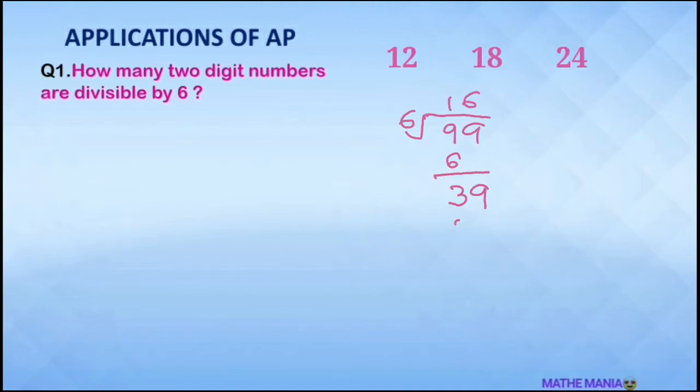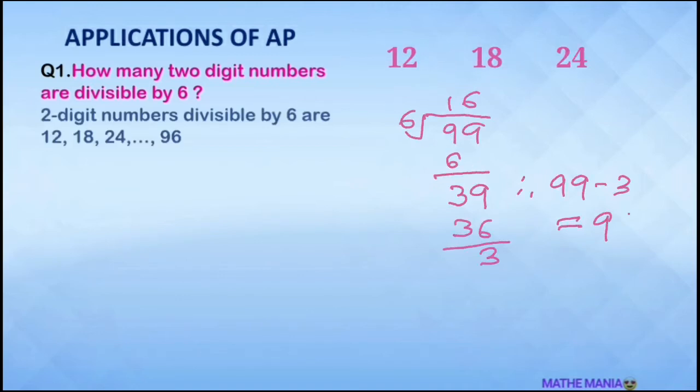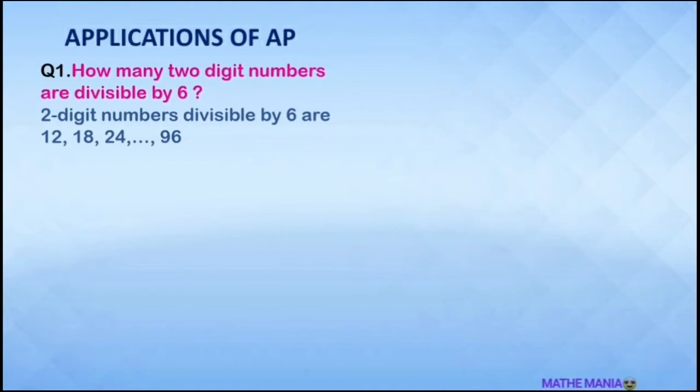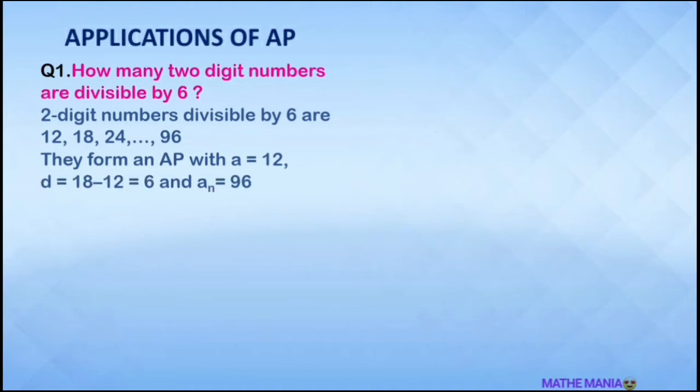So here we can easily find that 12, 18, 24 are the first few terms. As the terms are separated by a difference of 6, it is an AP and we can easily calculate the values of a and d. Clearly this is a finite AP, so we can calculate the number of terms in it. Let us suppose that the number of terms is n, that means an will be equal to 96.